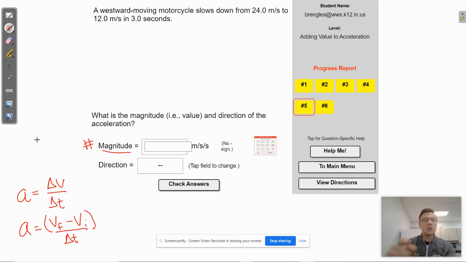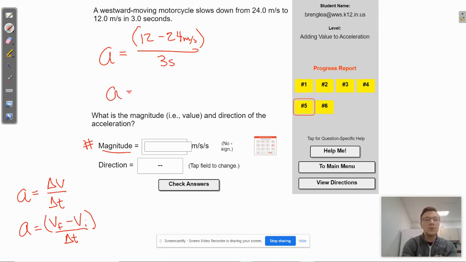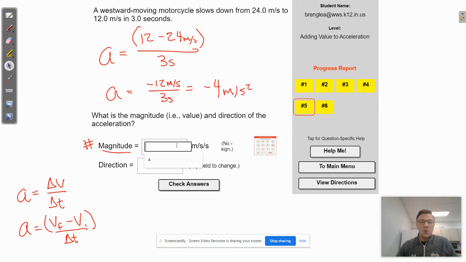seconds. So if we're actually going to do this calculation, the acceleration is equal to the final velocity, which is 12, minus the initial velocity, 24 meters per second, divided by the time, which is 3 seconds. Okay, so obviously this is going to come out to be negative 12 meters per second divided by 3 seconds, which is going to be equal to negative 4 meters per second squared. Okay, so the magnitude here is going to be 4.